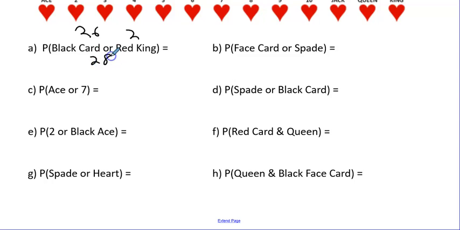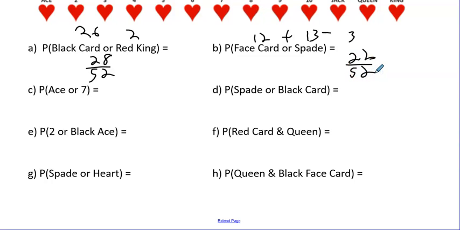So that'd be 28 out of 52. Face cards. We talked about there being 12 of them. Spade, there's 13. But for this one, there are 3 spade face cards. So we have to add and subtract. So that's 25 minus 3 is 22 out of 52.